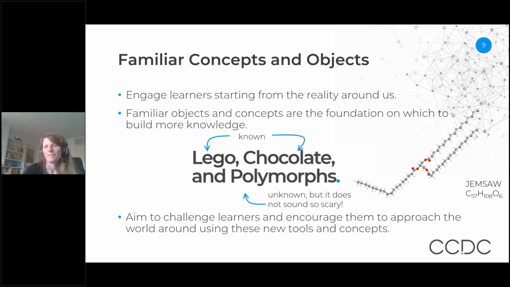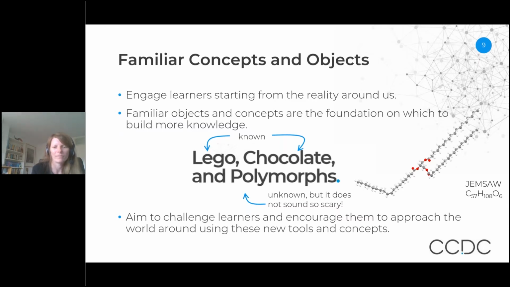In the example of the activity Lego, Chocolate and Polymorph, we're doing this already from the title. Lego and chocolate are familiar and quite enjoyable elements, and polymorph is very likely to be an unknown word for kids, but next to the other two, it cannot be too scary.